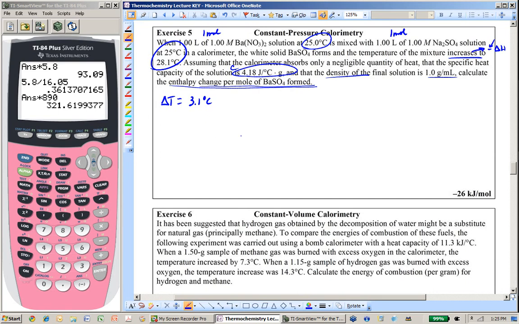Okay, I need an equation. Ba2+ plus SO4 2-. I'm going to do it net ionically. BaSO4. So 1 mole bounds. So what am I going to make? 1 mole. But you need to do the stoichiometry to be sure. So Q is equal to delta H in this case because it says constant pressure somewhere. And that is going to be equal to mC delta T.